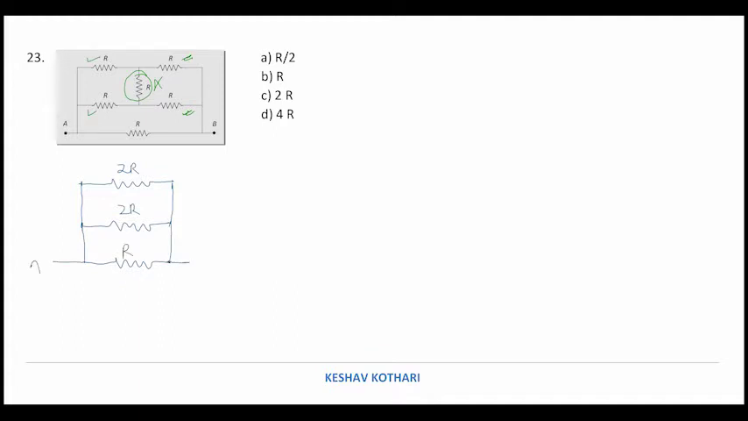So we have to calculate the effective value for this network. So we write it as 1 by Rp is equal to 1 by 2R plus 1 by 2R plus 1 by R. So Rp is equal to 2R upon 4, that is R by 2. So for this particular question, R by 2 is the correct alternative. Let us move to the next problem.